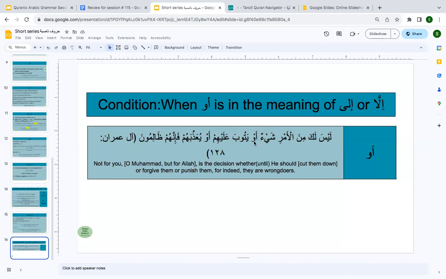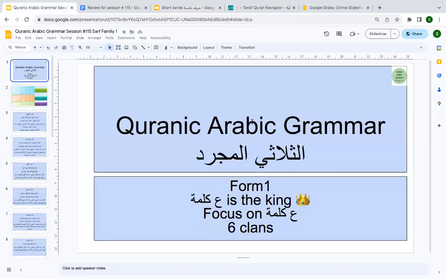Okay, so let's shift gears now and start the topic that we were supposed to cover today in our session number 115, and that was as-salasi al-mujarrad. So who remembers what is as-salasi al-mujarrad? As-salasi, what does as-salasi mean?